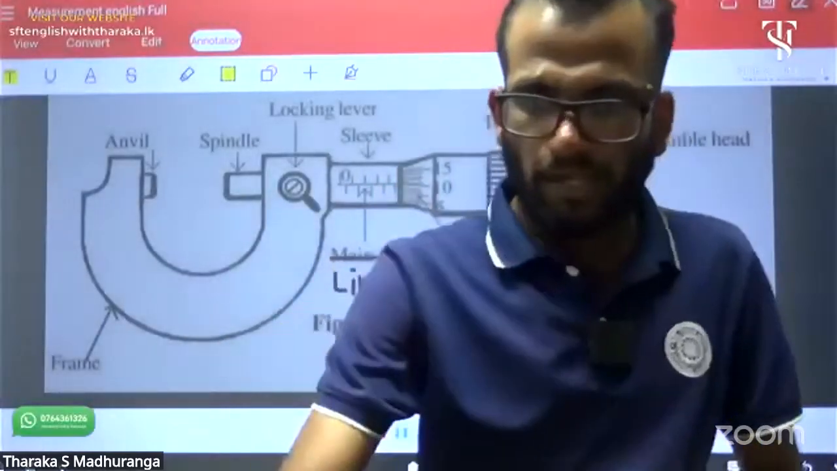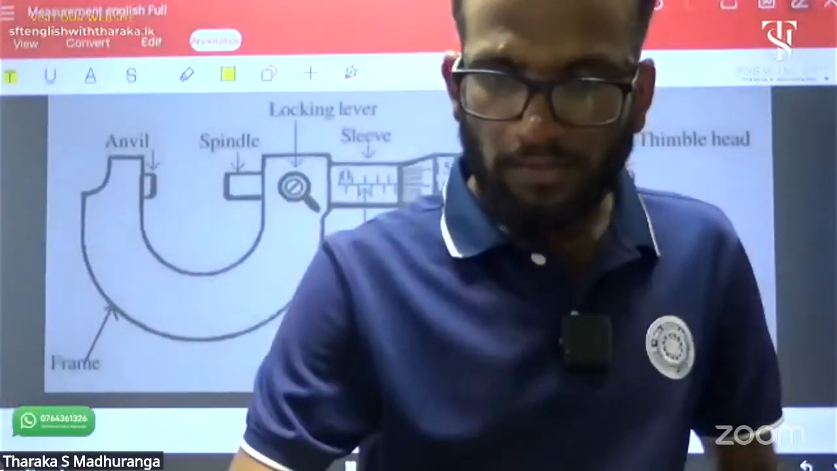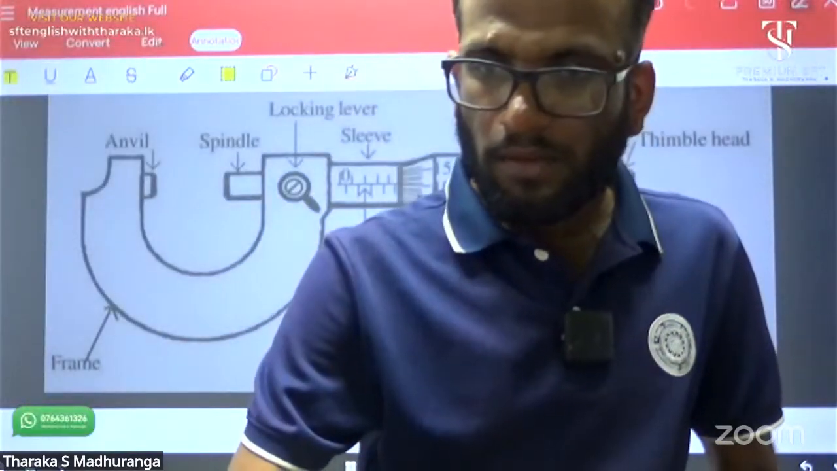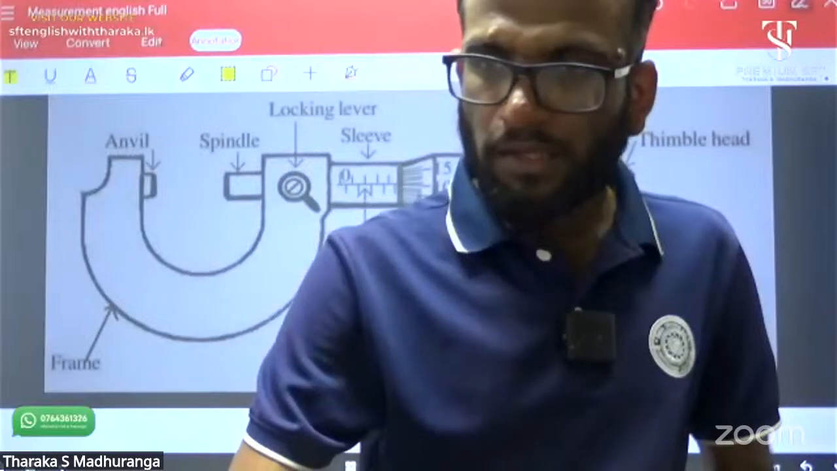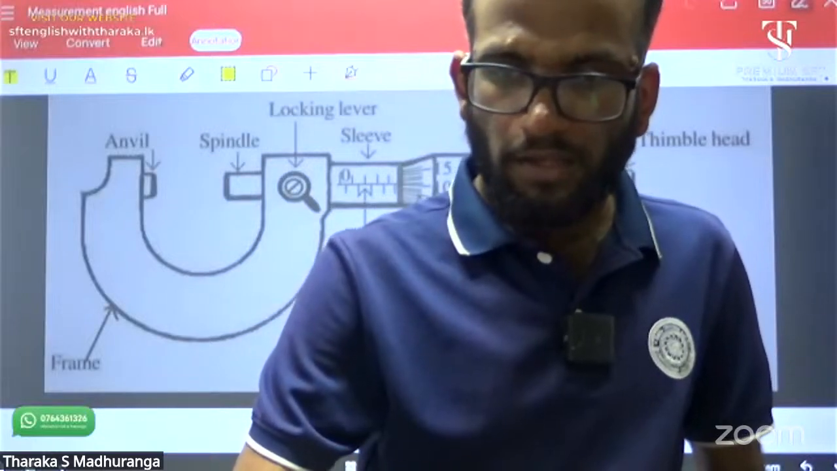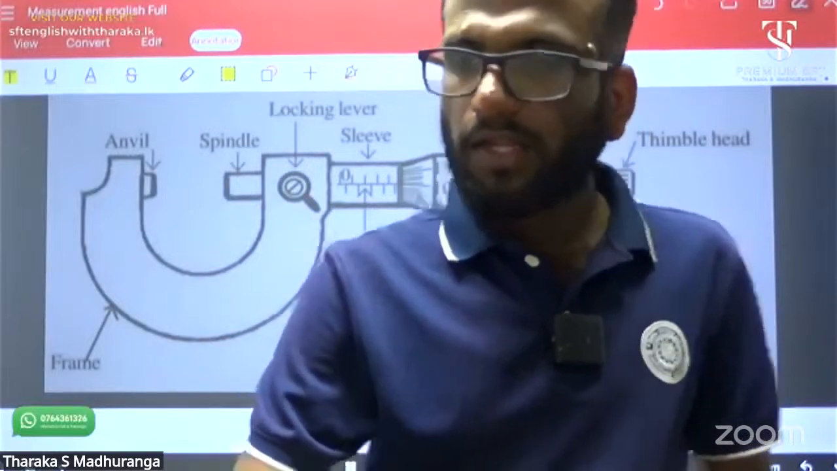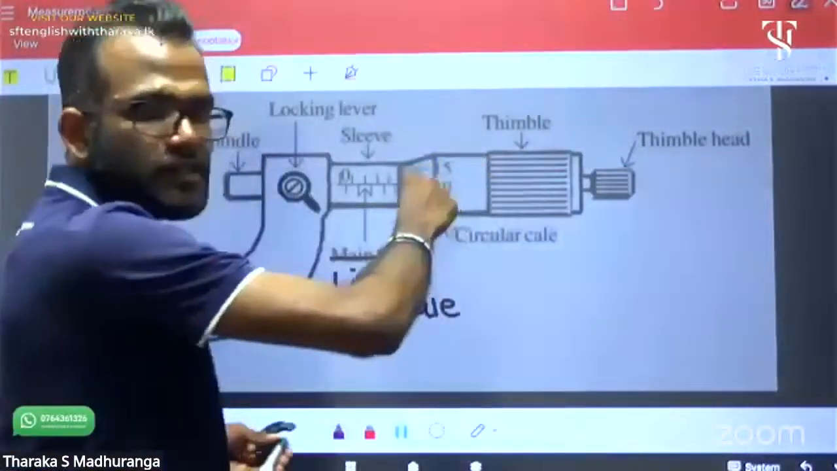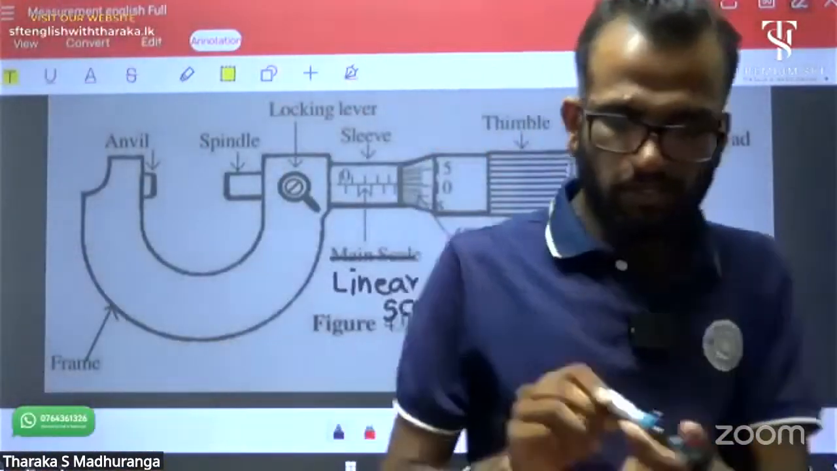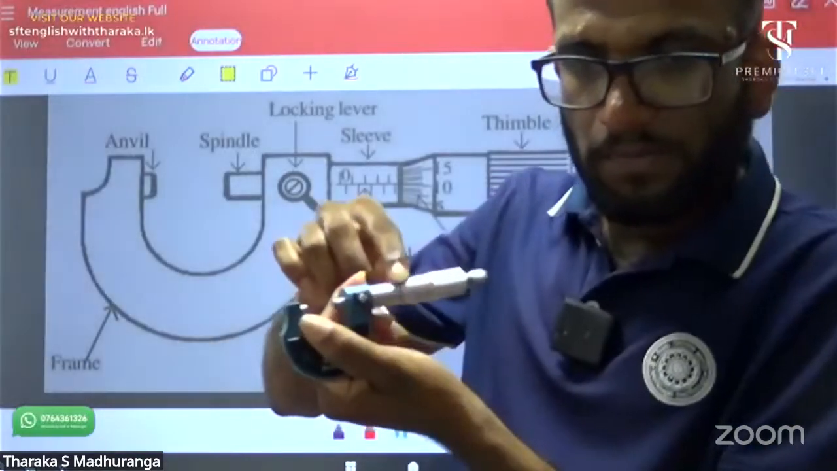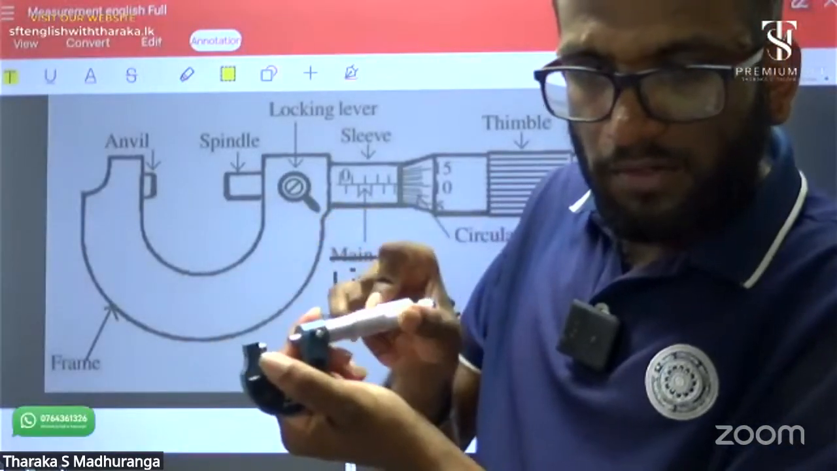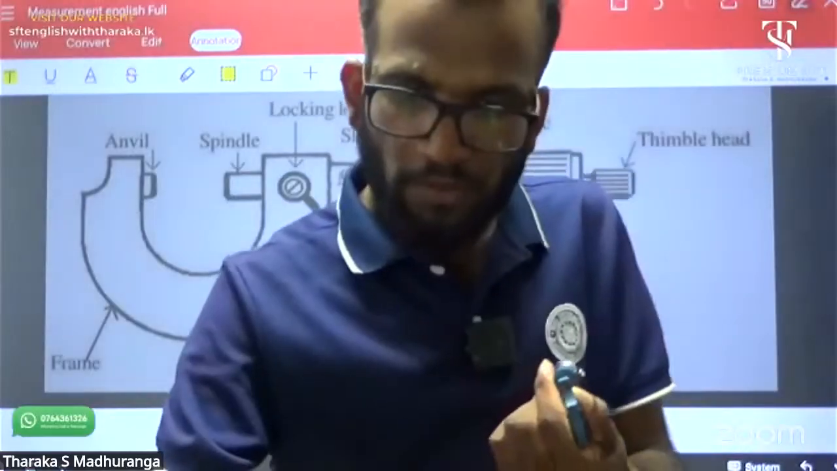This is a linear scale. Okay, now understand the linear scale. And this rotating one is the rotating scale, the circular scale. Circular scale, this one, the rotating one. Let me make it clear now. I will show you with the virtual one.